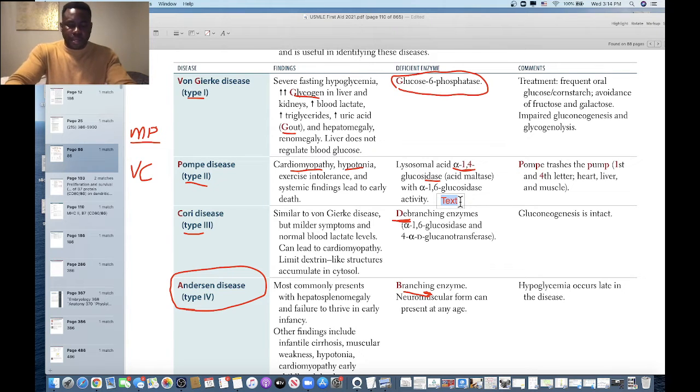So Pompe hates exercise because of the large tongue, right? Okay.